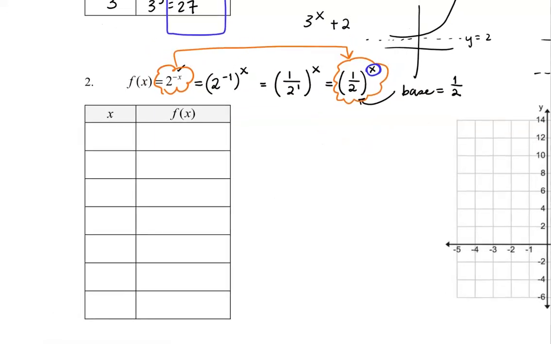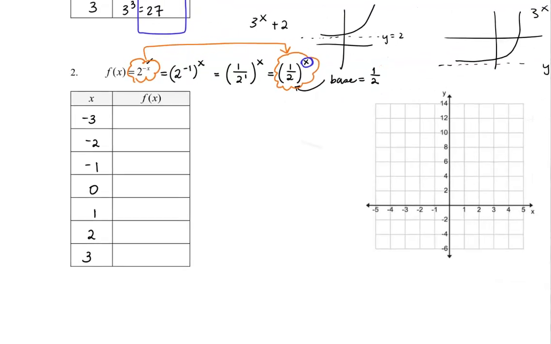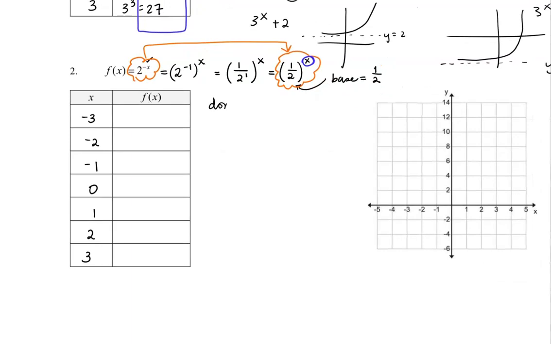To help us graph this, we're going to fill out a table. I'm going to choose these x values. It's not terribly important which x values you choose because, as we know, the domain of this and any other exponential function is all real numbers. But now I'm going to fill out this table so that we can get some points to plot.